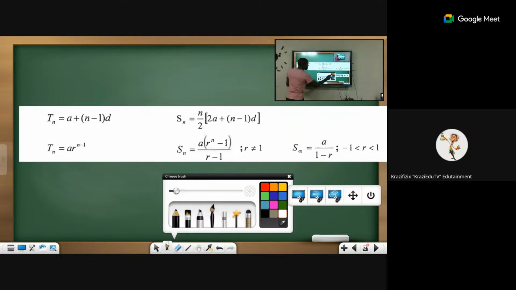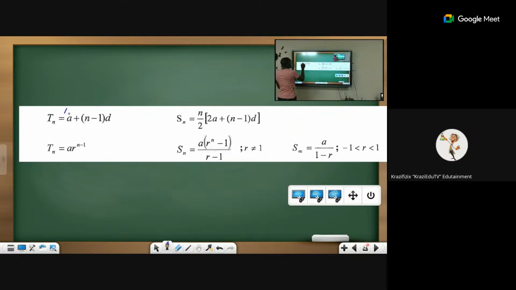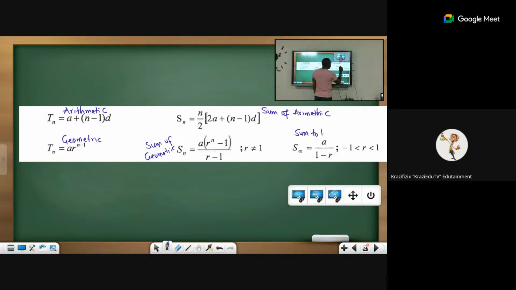Let's just label. What is this? This is going to be your arithmetic. What is this? Geometric. What is this? Sum of arithmetic. What is this one? Sum of geometric. What is this? Sum to infinity. And what is this? The rule of convergence. All right, are we okay now, guys?